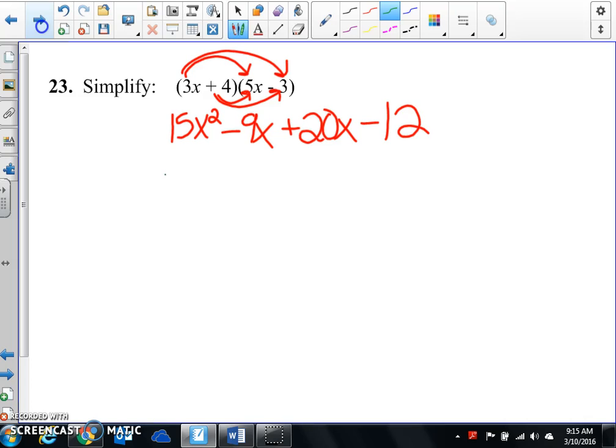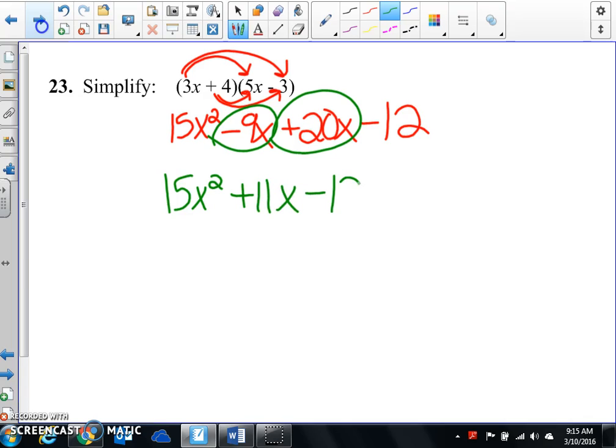And I combine like terms. I drop down my 15x squared. Negative 9x plus 20x is a positive 11x, and then minus 12.